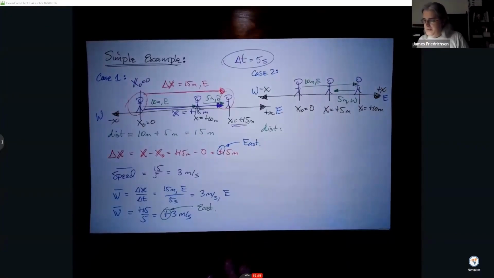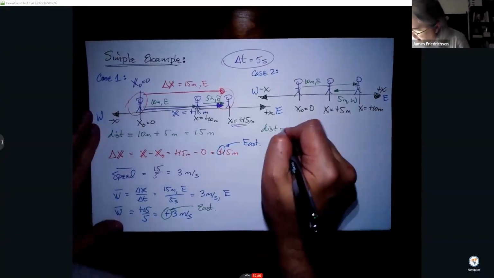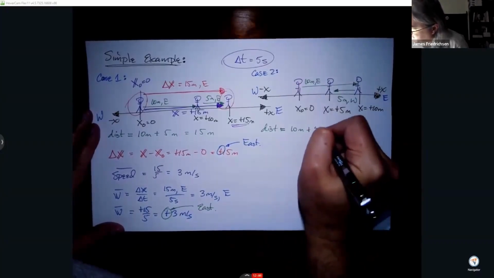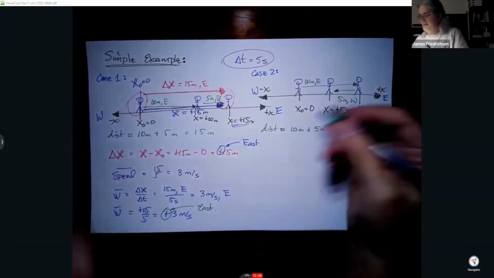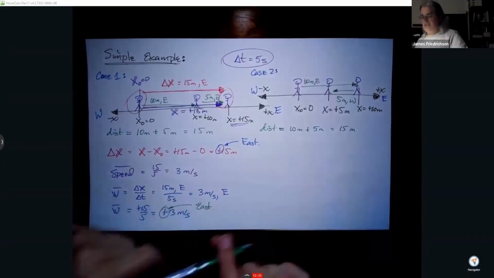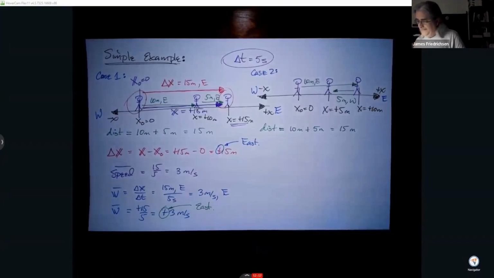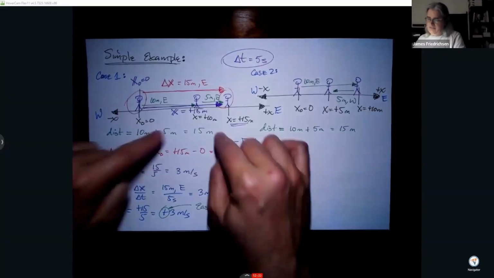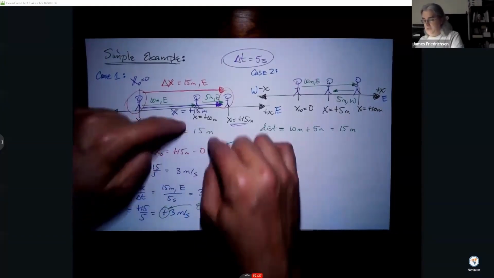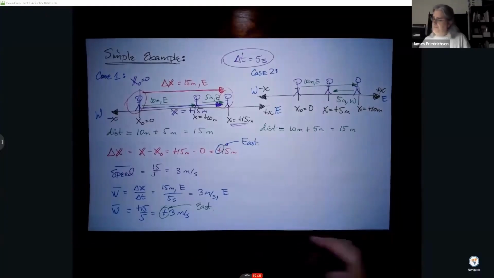Okay, and so with that, we can do our distance traveled. That's exactly what we had before: it was 10 meters on the first leg of the journey plus 5 meters on the second leg, because the directions don't matter. What we get is that they traveled a total of 15 meters. Now this one's going to be more interesting, because previously it looked like the scalar values, the distance and the average speed, were essentially the magnitudes of our vector quantities. But that will not be the case here.